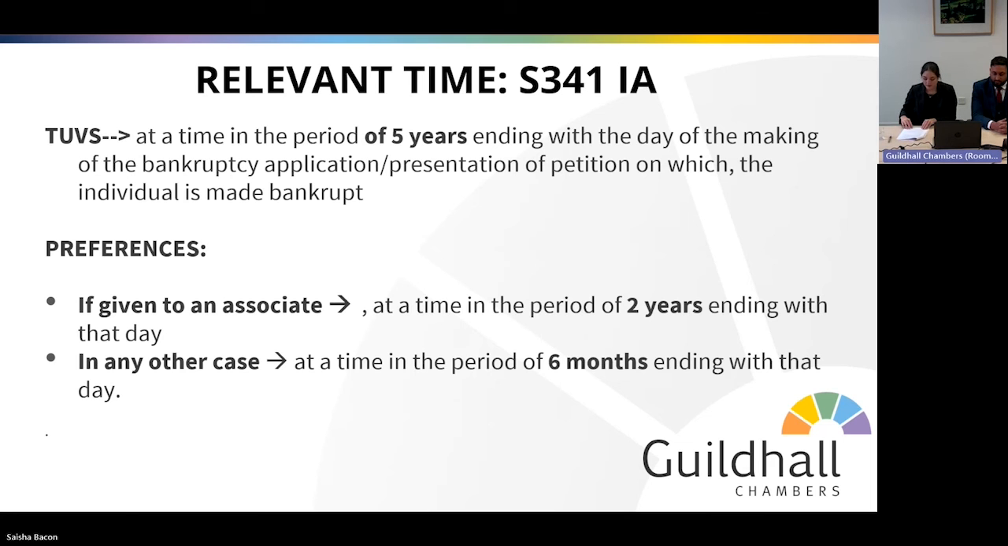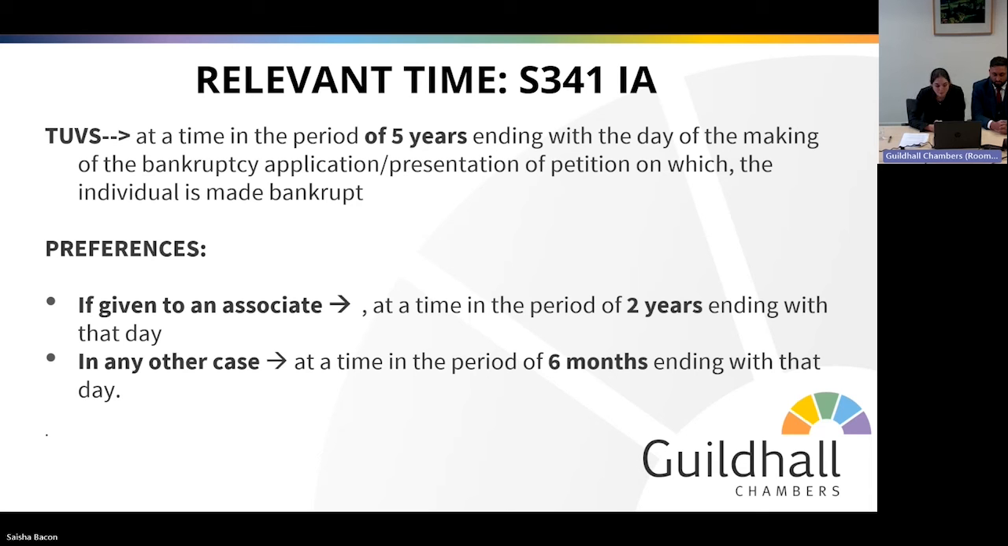So what's the relevant time? So we've worked out there's some transactions or something's happened between the debtor and another party. We need to work out whether it's within the relevant time. For TUVs, the answer will be that it is within the relevant time if the transaction happened in the 5 years preceding either the bankruptcy application or the presentation of the bankruptcy petition, which made the individual bankrupt. This is a longer period, and I'd say quite a long period of time.